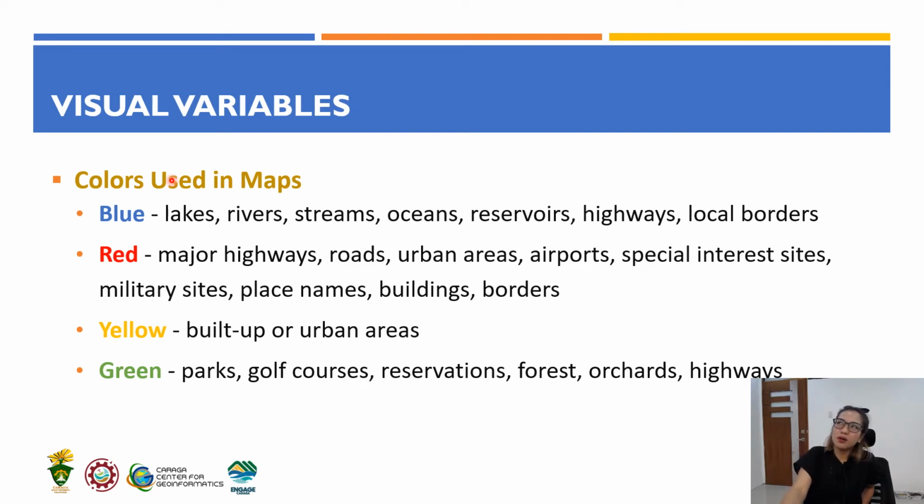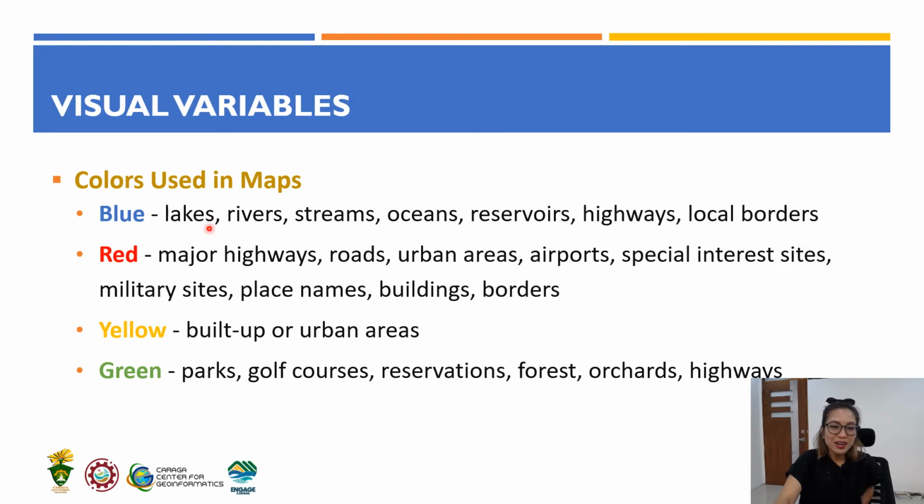say for example, the river, you made it red or you made the river green, right? Sometimes, most of the time, the river networks are represented by blue color. Okay, it's water, something like that.